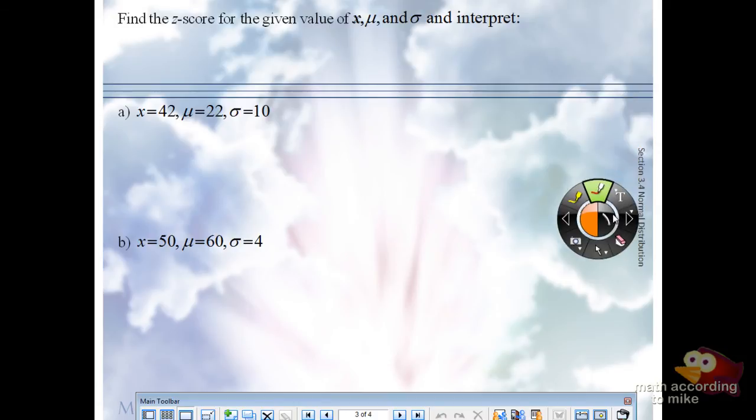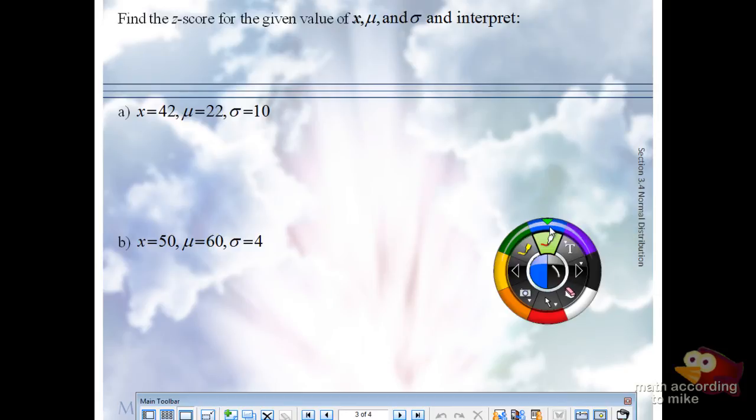So find the z-score for the given value of x, mu, and sigma, and interpret. In order to do this, we need this formula. I'm just going to copy it down here. Z is equal to x minus mu over sigma.